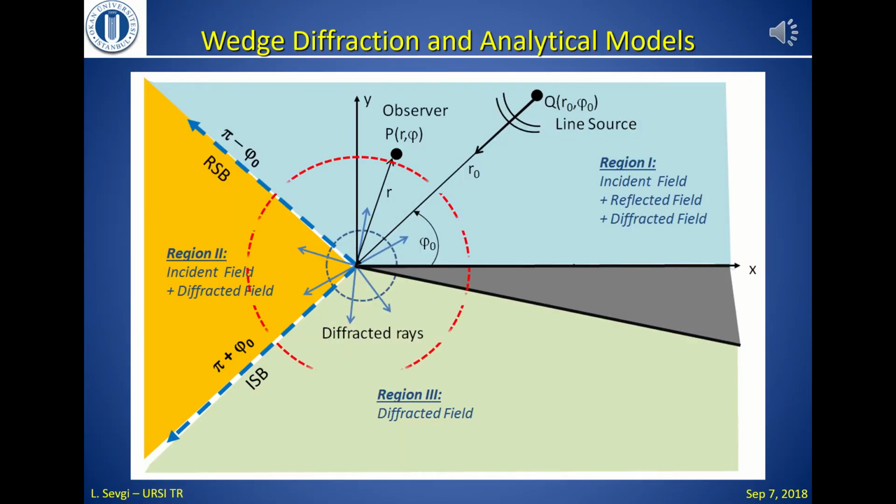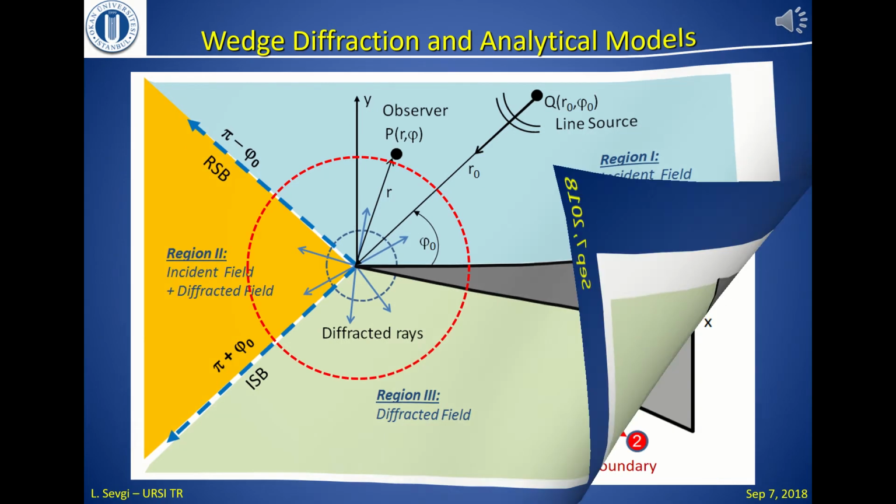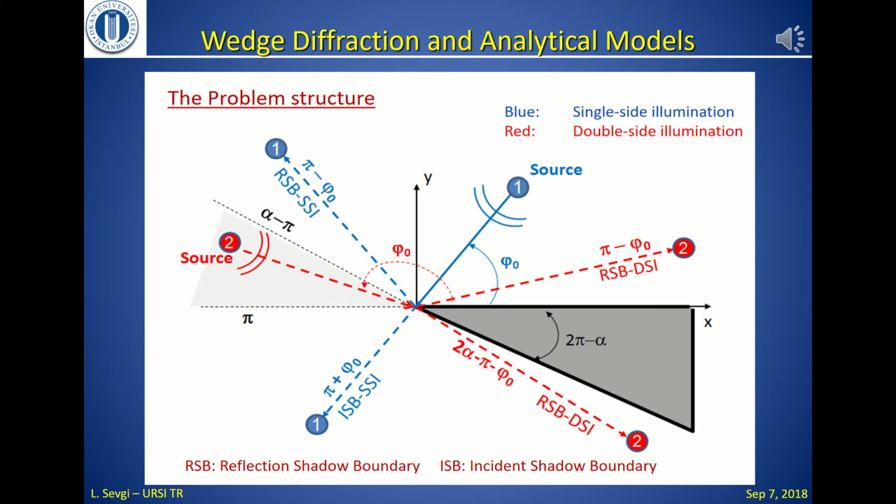In 2D, a wedge with non-penetrable boundaries is a canonical structure where you can easily teach, learn, and observe different wave pieces, such as incident field, reflected field, and diffracted field. Initially, there are two different scenarios depending on the location of the source. The blue represents single-site illumination, the red represents double-site illumination.